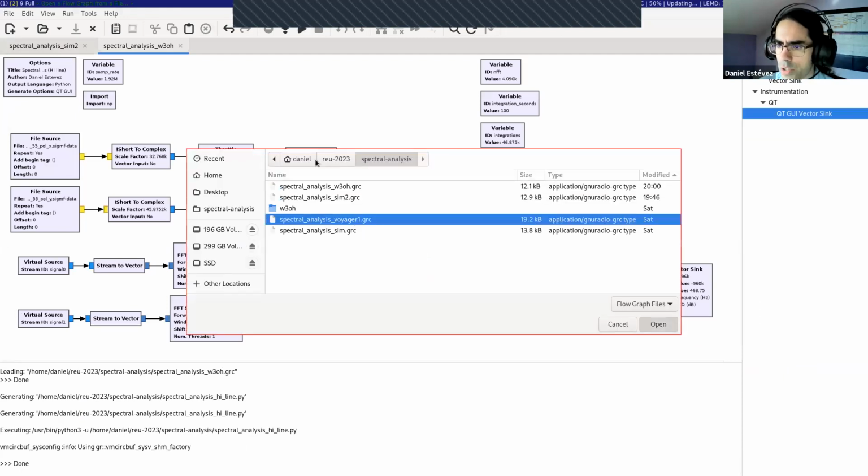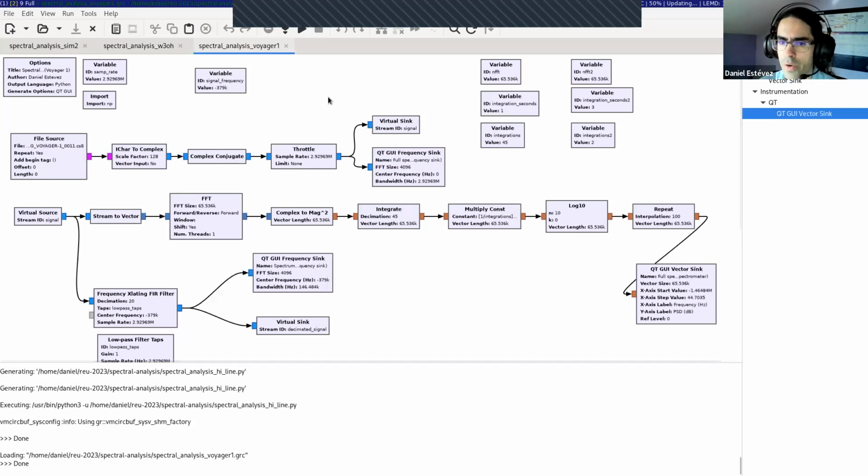Second demonstration, perhaps more interesting, another real-world signal. This is Voyager 1. Voyager 1 is the farthest human-made object currently, probably forever, unless we launch something much, much faster. This was launched in the 80s, I think, at the beginning of the 80s. And it's currently in interstellar space. It has exited the sun bubble and is traveling in interstellar space. And we can even receive its signals to this day.